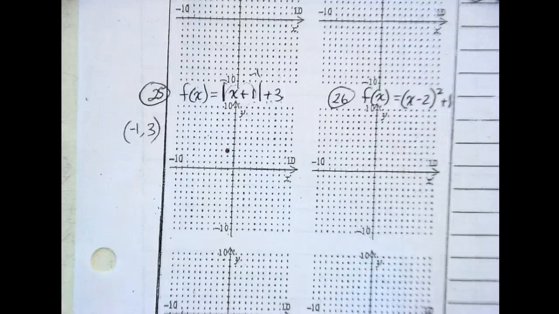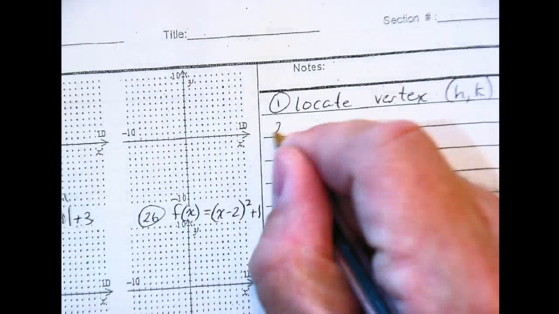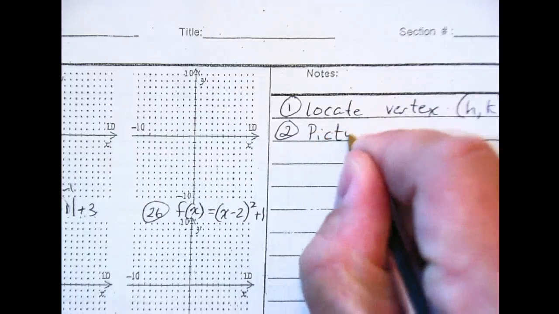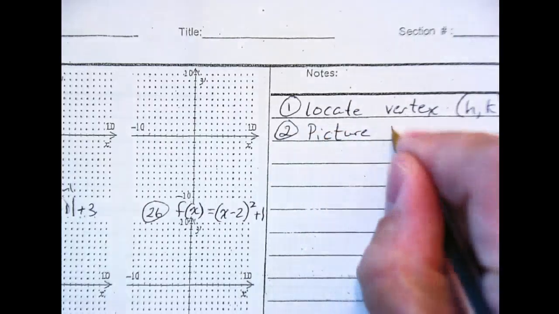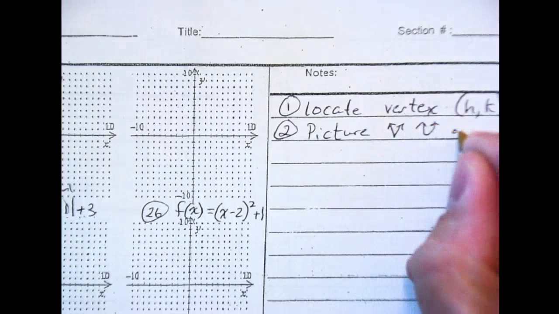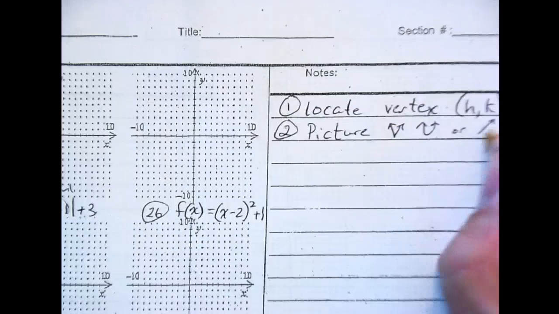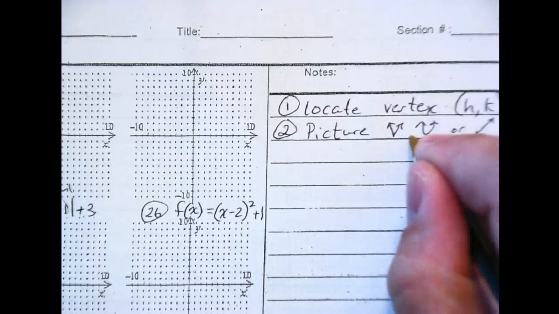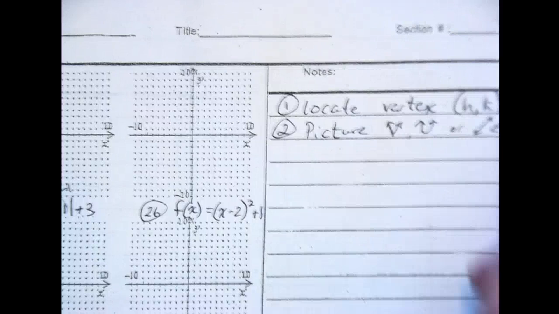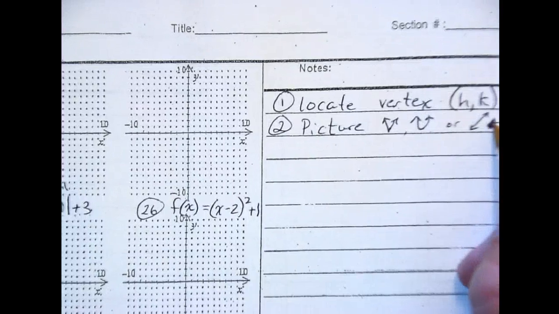What type of picture is this going to give us? It's going to give us a V. So the second thing you may want to do is know the picture. Is it a V? Is it a parabola? Is it a line? And if it's a line, you didn't actually have to find HK. Hopefully you just use y equals mx plus b if it's a line. So we know that this one's going to be a V shape.